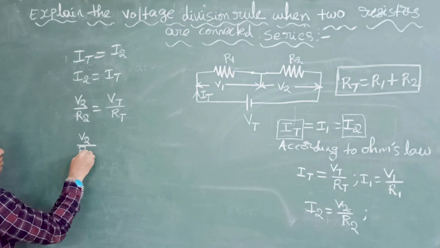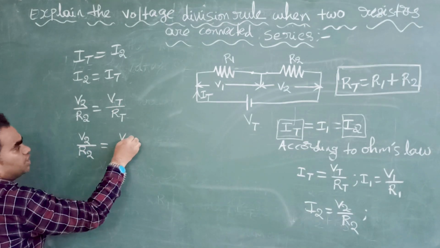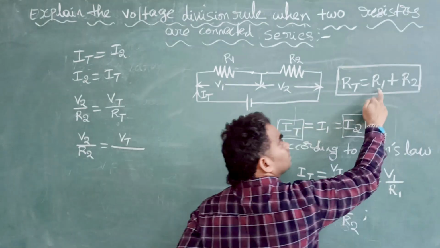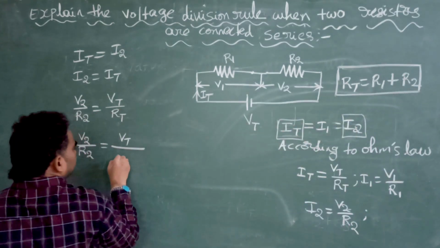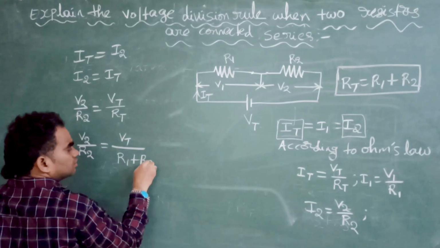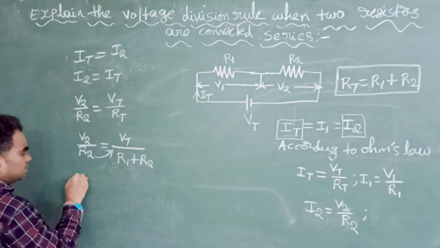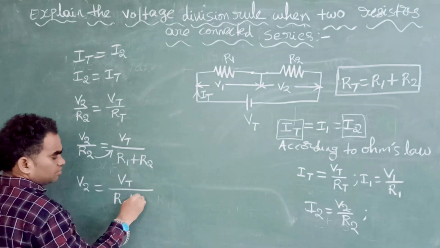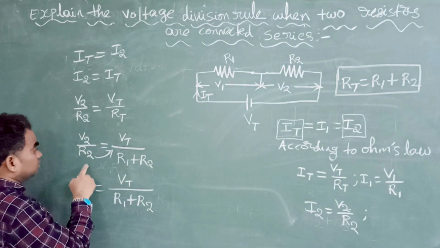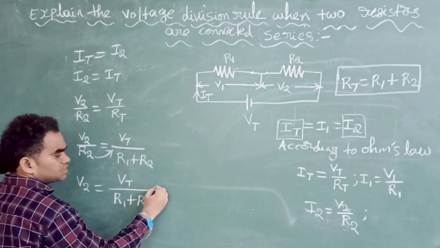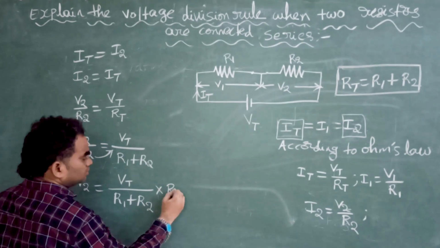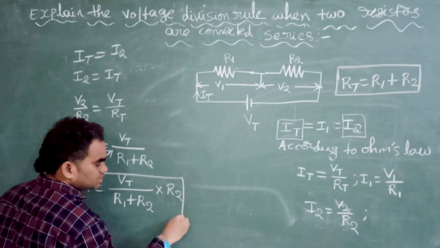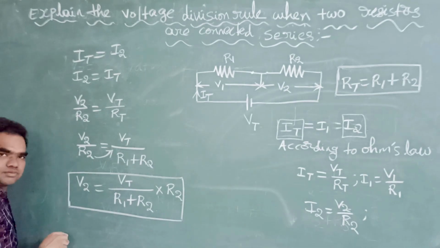V2 by R2 is equal to Vt by RT, and since two resistors are connected in series, RT is R1 plus R2. This R2 comes to this side, so V2 is equal to Vt by R1 plus R2, and it forms a multiplication into R2. This is the voltage across the resistor R2.